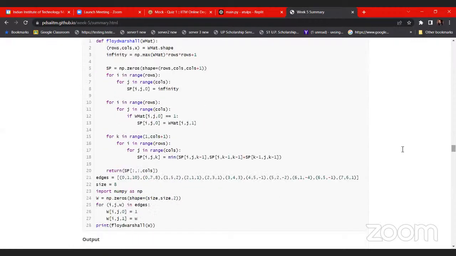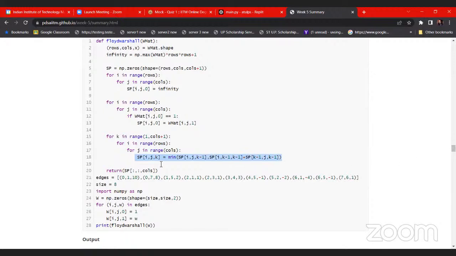So we are applying this formula using these 3 loops here. You can see that the complexity of this algorithm is n cubed. The first loop is k in range of the total number of vertices, then the second loop, then the third loop. Then we are applying this Floyd-Warshall formula.